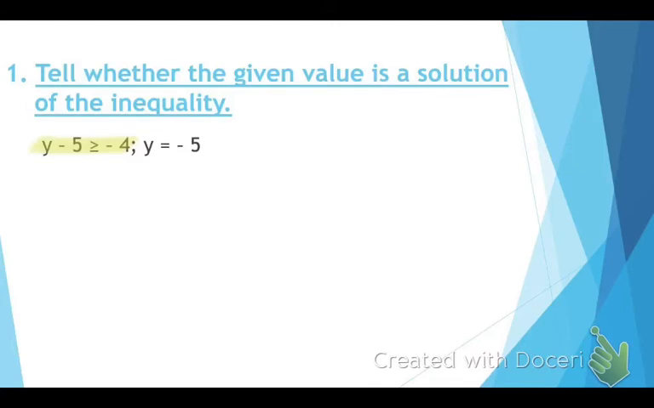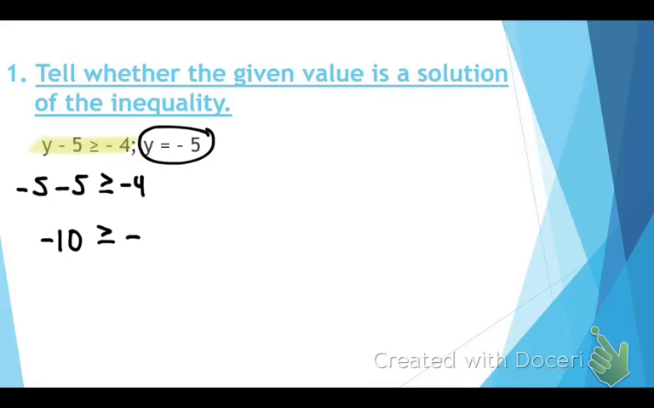All right, so basically what I'm doing is I am plugging in y equals -5. So instead of y minus 5, I'm going to put -5 minus 5 is greater than or equal to -4. Let's focus on the left side. Same sign or different sign? Same sign. Same sign, add and keep. What do we get? -10 is greater than or equal to -4.